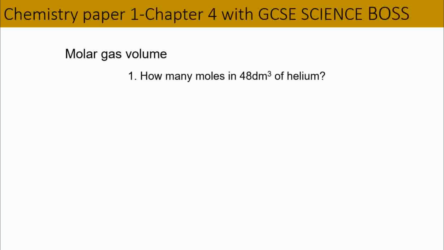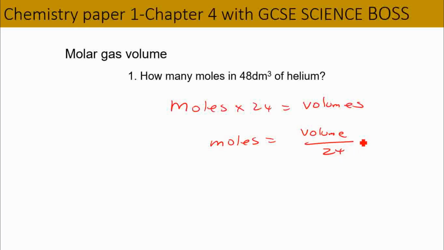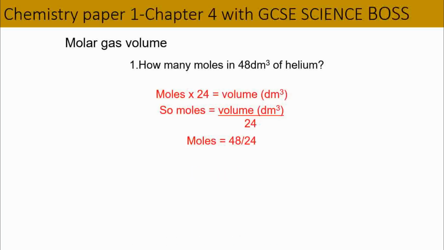How many moles would I have in 48 dm cubed of helium? Okay, so remember what we said, moles times 24 is equal to the volume. So now if we want to find moles, it's going to be equal to the volume divided by 24, which is 48 divided by 24, which gives me 2 moles. Okay, so that's what it would look like. Good, using molar gas volume.